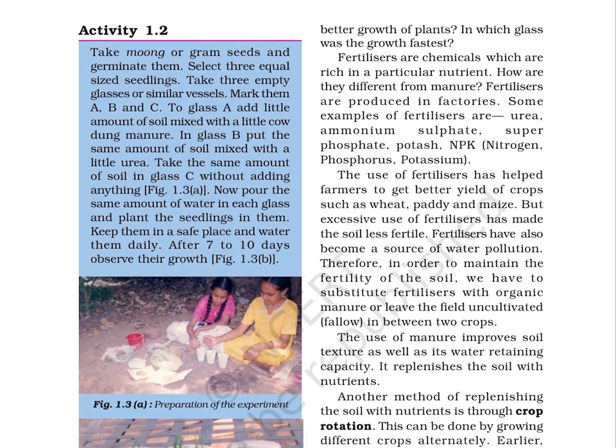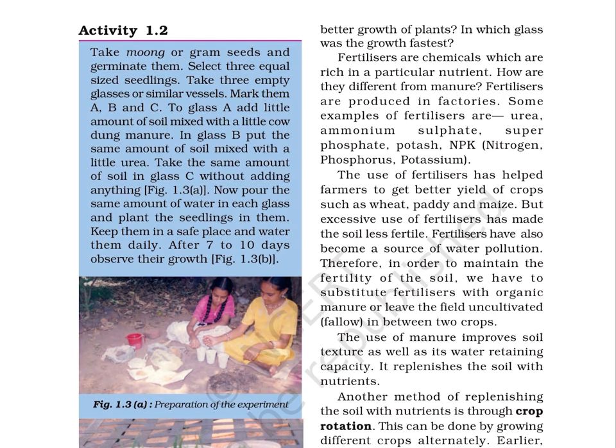Activity 1.2. Take moong or gram seeds and germinate them. Select 3 equal-sized seedlings. Take 3 empty glasses or similar vessels. Mark them A, B and C. To glass A, add little amount of soil mixed with a little cow dung manure. In glass B, put the same amount of soil mixed with a little urea. Take the same amount of soil in glass C without adding anything, as shown in figure 1.3a. Now, pour the same amount of water in each glass and plant the seedlings in them. Keep them in a safe place and water them daily. After 7 to 10 days, observe their growth, as shown in figure 1.3b.